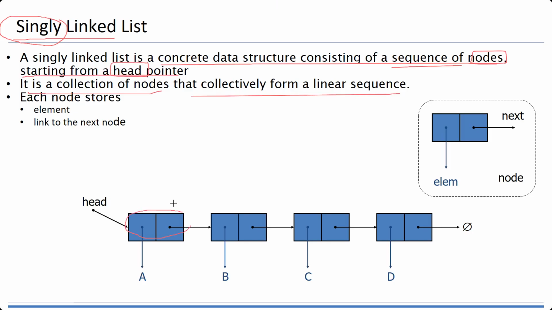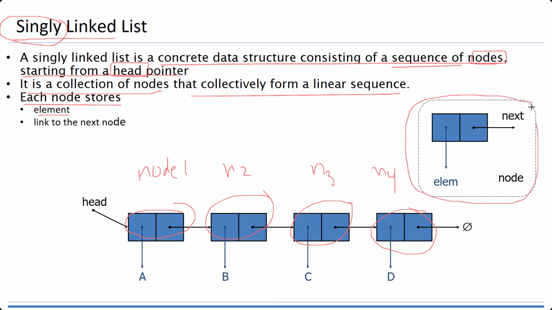This is one node. This is another node. This is another node. This is another node. So I can say this is node 1, node 2, node 3, node 4. Every node, or each node, stores an element. Let's say this is the node. In the node, we have data, which is the element. And we want to know what the next node is. So there is a link to the next node.